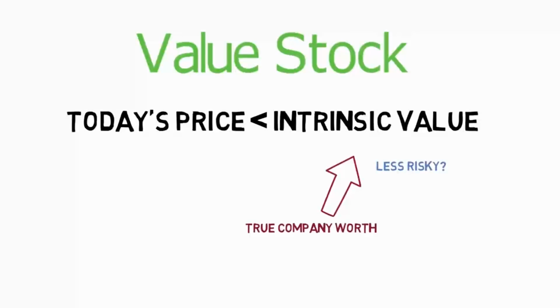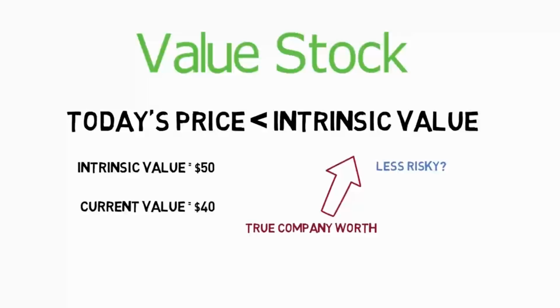The logic here is that if a company is worth $50 a share, according to the investor's calculation of intrinsic value, but the stock is currently trading at $40 per share, well, if the investor buys at $40, in time the market should realize that the stock is truly worth $50 per share, and the stock will rise 25%.